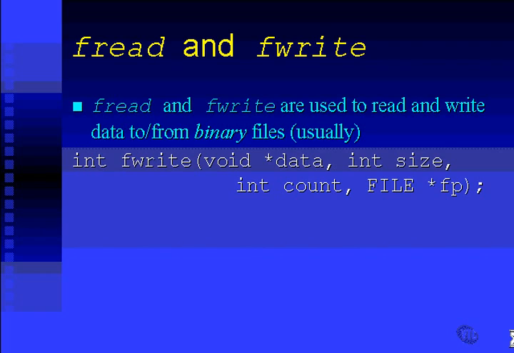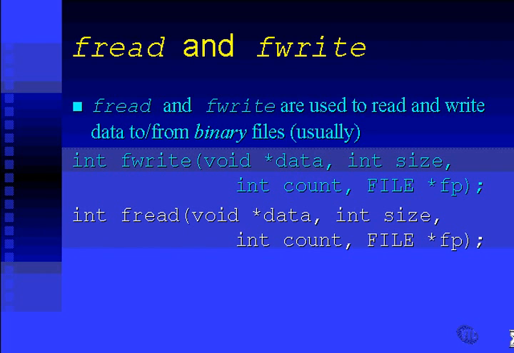And that data is considered to be a collection of items. In other words, it's an array of things. And the second parameter says how big each one of those things is. So you typically use sizeof as the second parameter. Sizeof an employee, or sizeof an integer, or sizeof something would be the second parameter. The third parameter is how many there are in the array. It may only be 1. You may only be writing a single thing out. In other words, count would be 1. And finally, you specify the file handle of where you want to write it to.